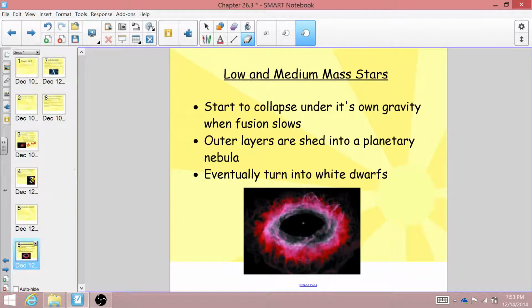Low and medium mass stars, like our sun, will become white dwarfs. After they expand into their big red giant stage, they're going through their midlife crisis, they will start to collapse under their own gravity because they can no longer sustain fusion. The outer layers of that star are then shed, and they're shed to create a nebula. So that's where all of the dust and gas comes from to form new stars, is from dying stars.